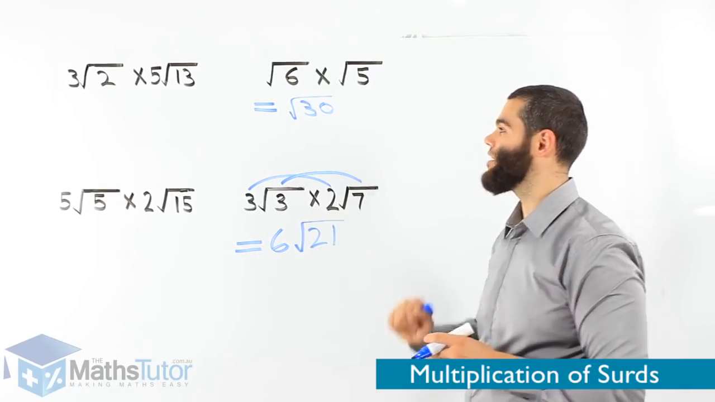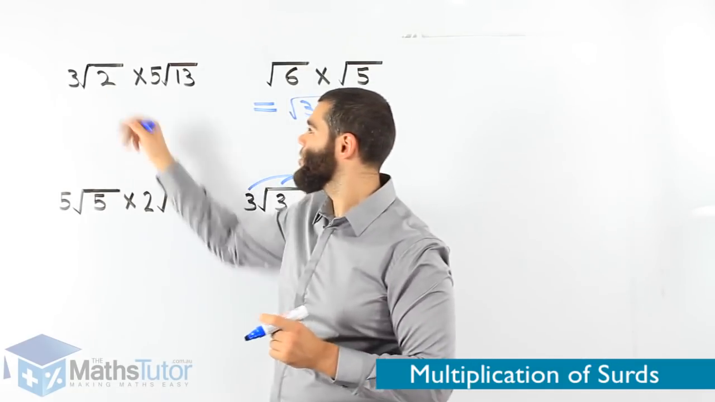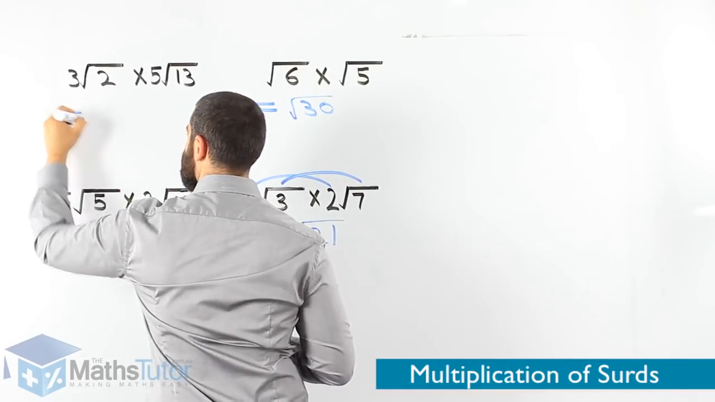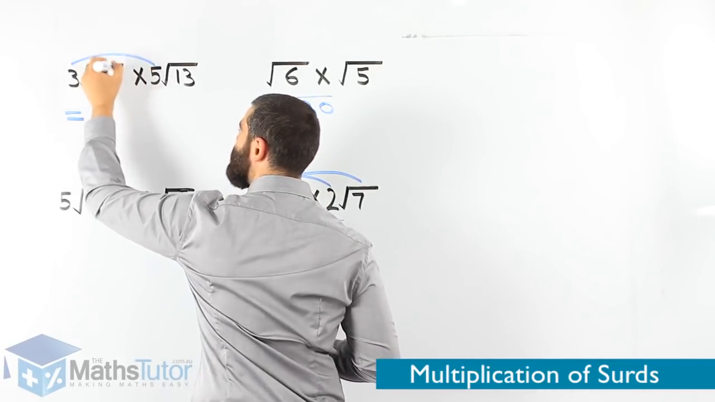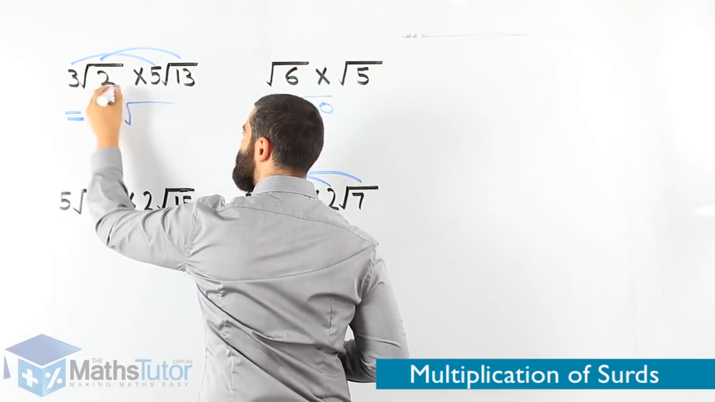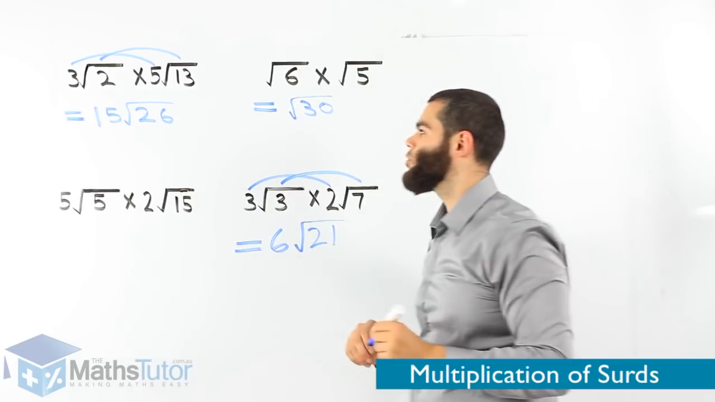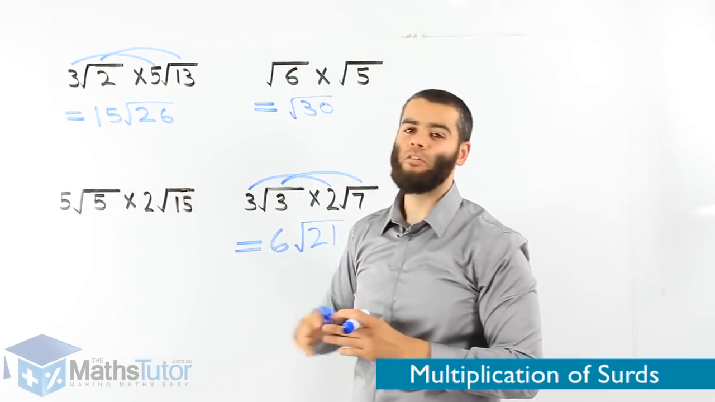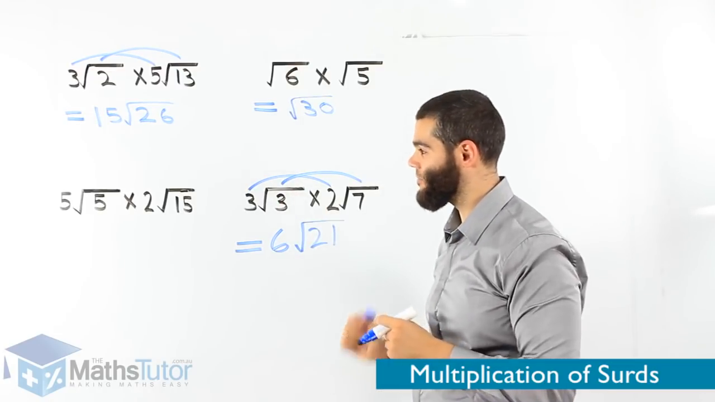What do we do next? We do the next one here. The next one. 3 root 2 times 5 root 13. We multiply these together and the roots together. 3 times 5, 15. Root 2 times 13, 26. 15 root 26. Can we simplify? No, we can't. There are no two numbers here that multiply to get 26 and one of them is square roots. Remember, we always ask ourselves, can we simplify?